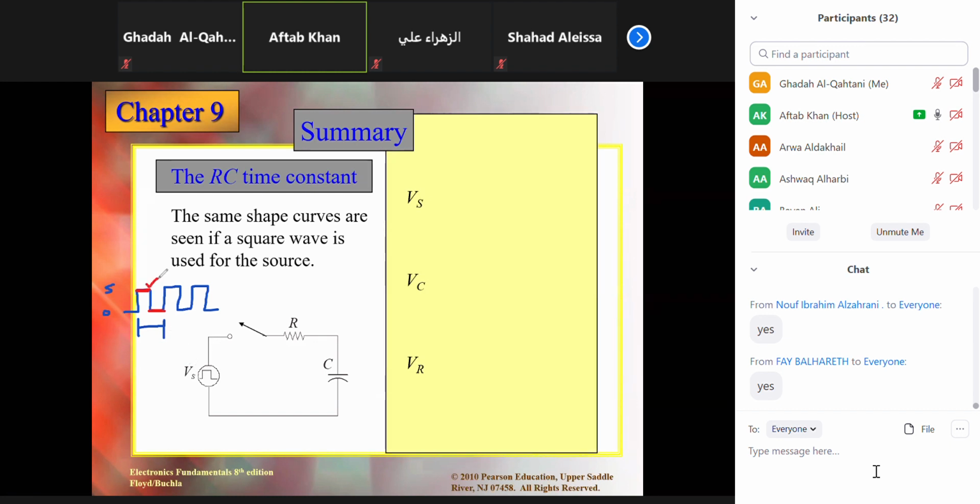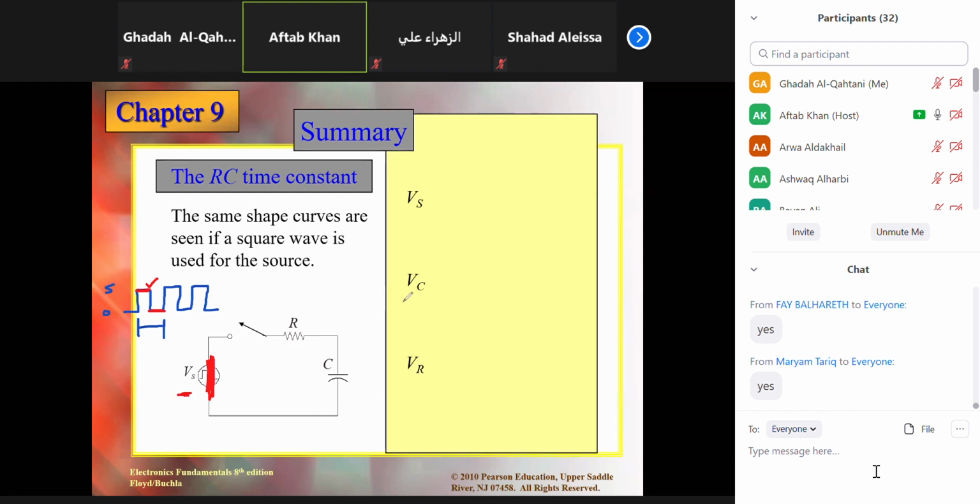During this time, the capacitor will charge. It is behaving like there is a 5 volt battery connected. When it is 0, it will behave like there is no battery here. So at that time, the capacitor will discharge. Charging and discharging will be happening with this duration. This duration, the capacitor charges, this duration, the capacitor discharges. Charge, discharge, charge, discharge. Getting the concept? Yes. Okay, now see. Here we have VS, the source voltage.